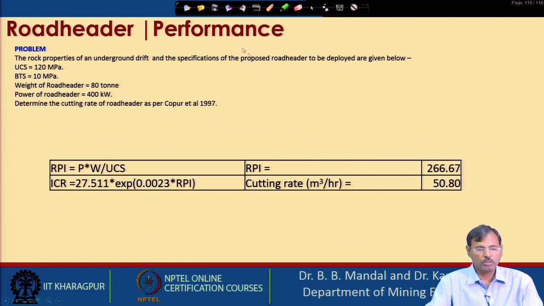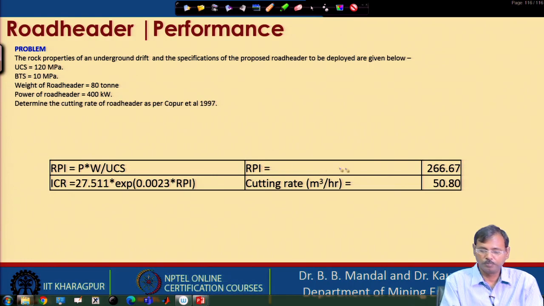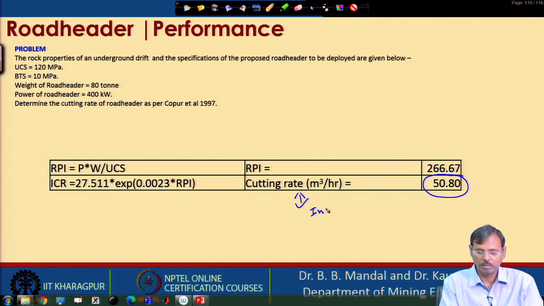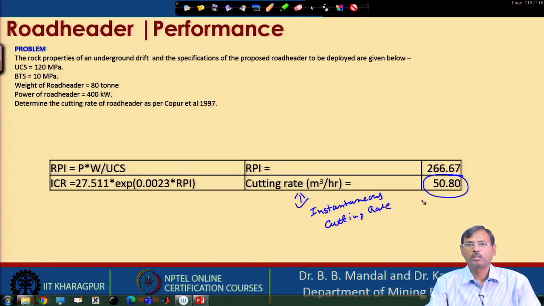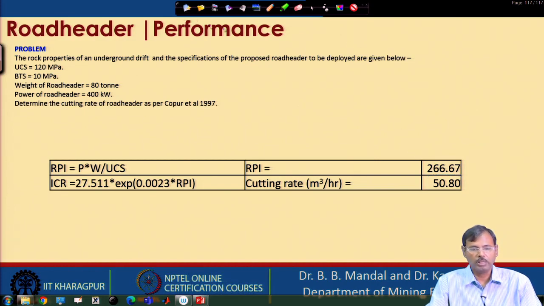So, if we are using this formula, we can find that the cutting rate is coming around 50 meter cube per hour. So, remember this is the instantaneous cutting rate, as the lost hours are not considered in this case. So, this instantaneous cutting rate can be calculated using this formula.